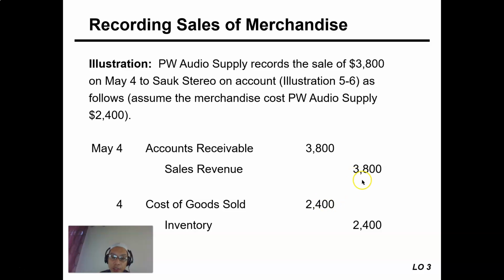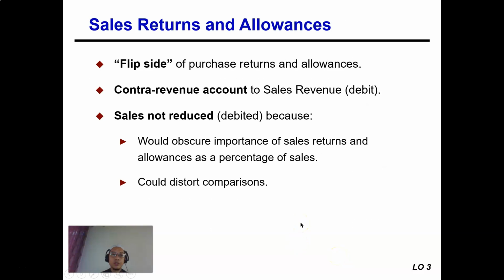The difference, 1,400, is the profit gained by PW Audio Supply from the sale of the item to Suk Stereo. Okay, so there should always be some difference. Usually the sale will be higher than the cost, otherwise people won't make business.